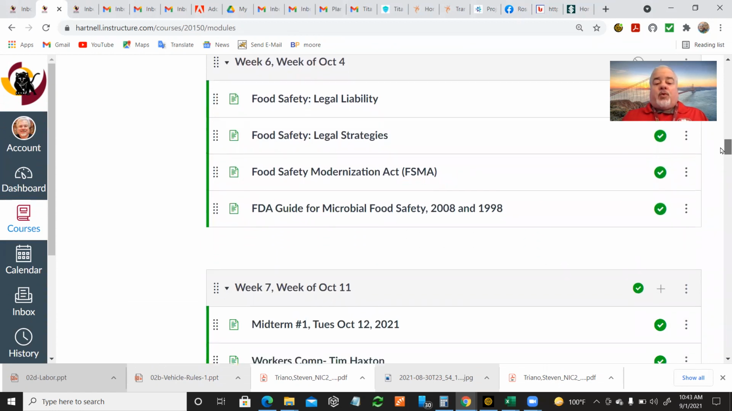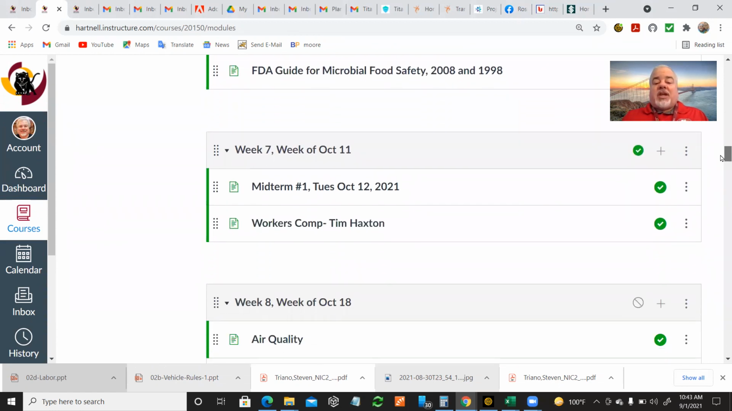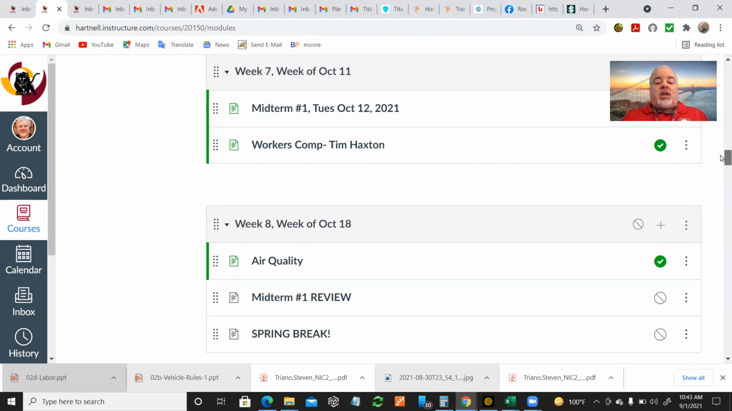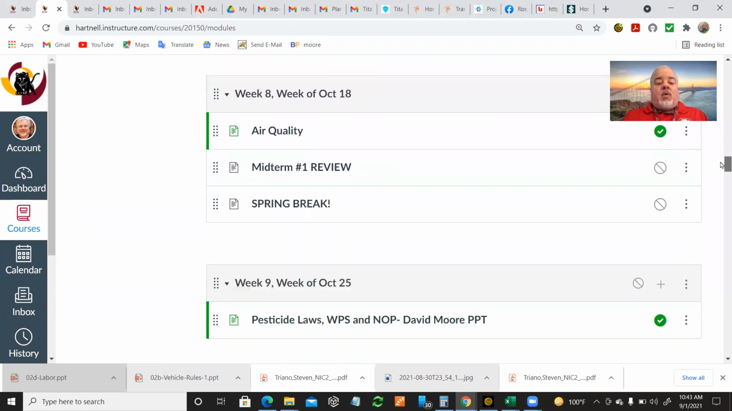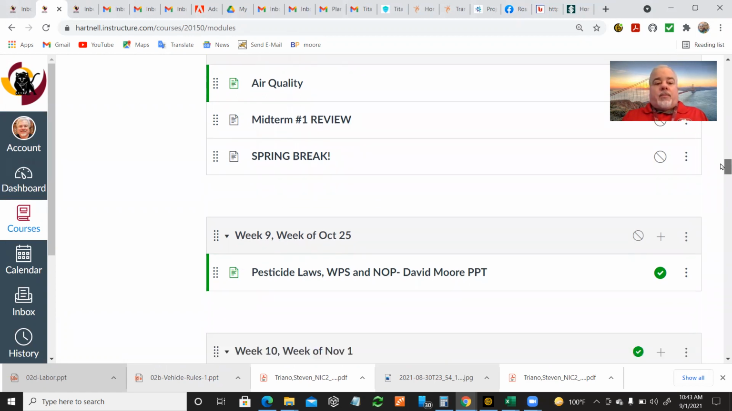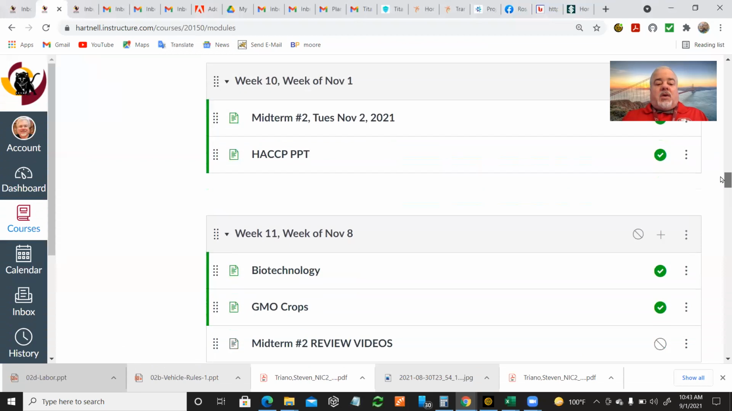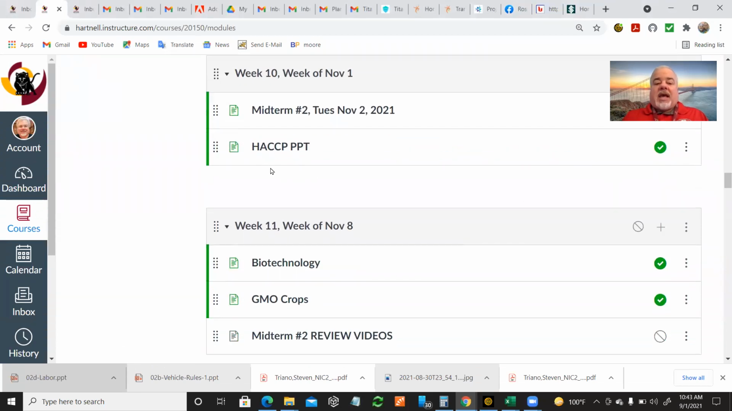We're going to be talking about food safety and the Food Safety Modernization Act. We're going to be talking about the workers' compensation system. What happens if you get injured in the line of duty at work? What about air quality issues? The California Air Resources Board, CARB. We're going to be talking about pesticide laws and regulations, tons of things about pesticides. HACCP, that's food safety related, the hazard analysis, critical control points.